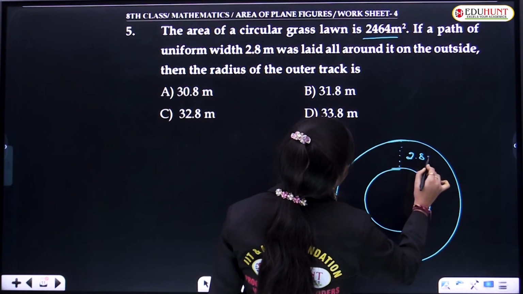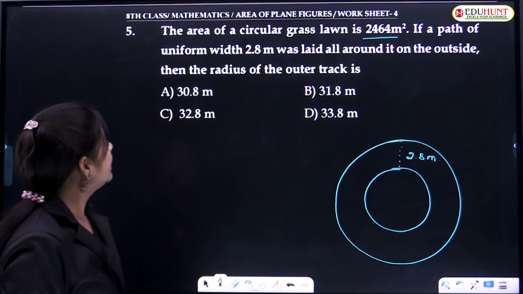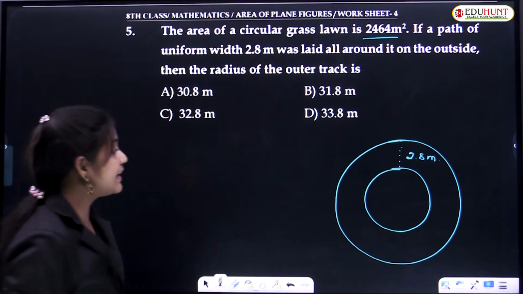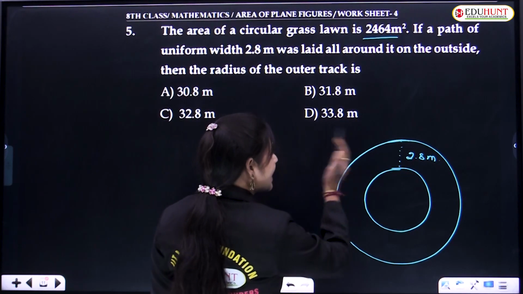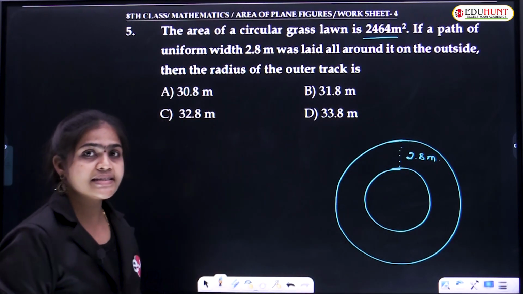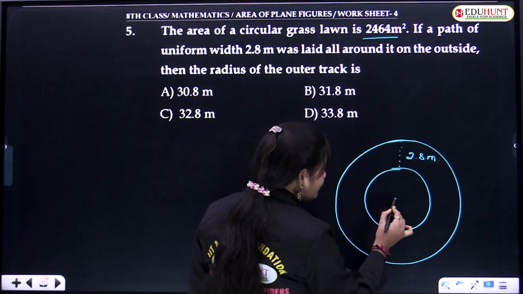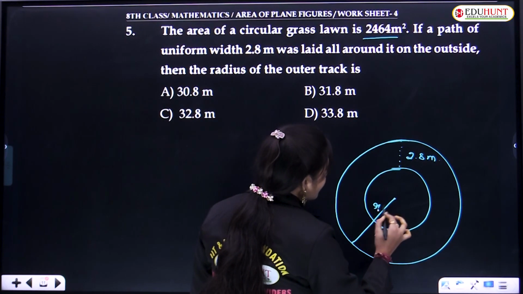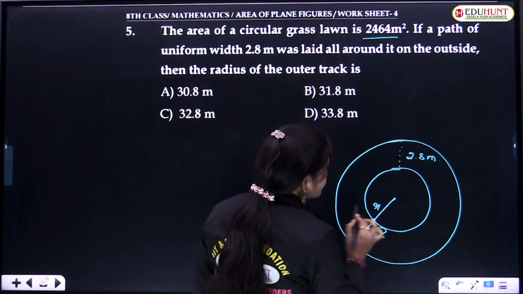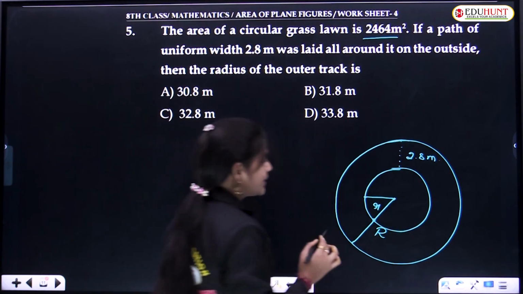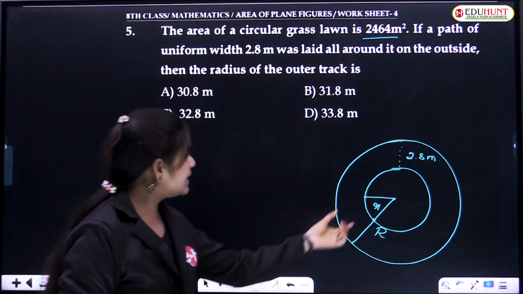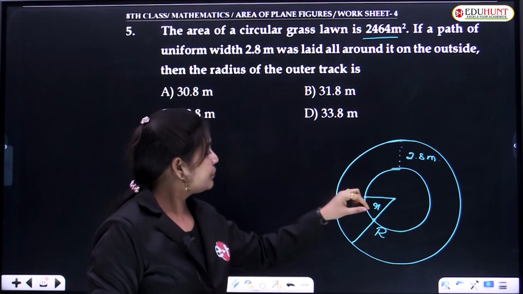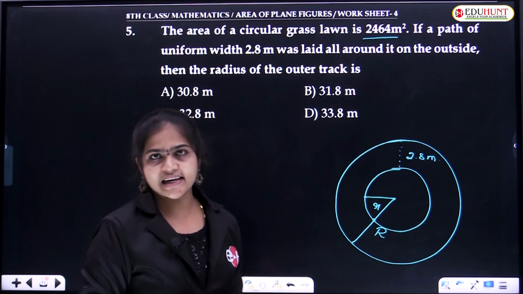Now what we need to find out is the radius of the outer track. Outer track radius is considered as capital R. So we need to find capital R. This is small r, the radius of the inner circle, and this is the radius of the outer circle. We need to find the radius of the outer circle.